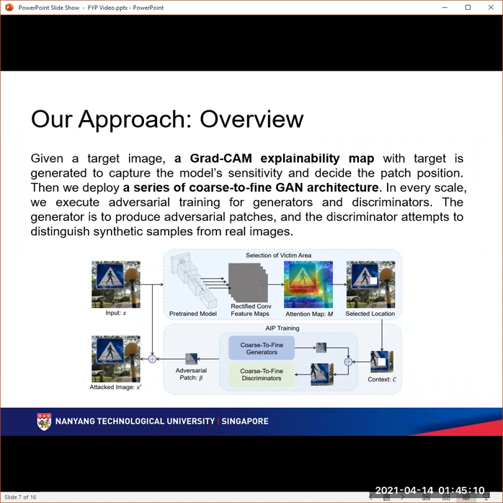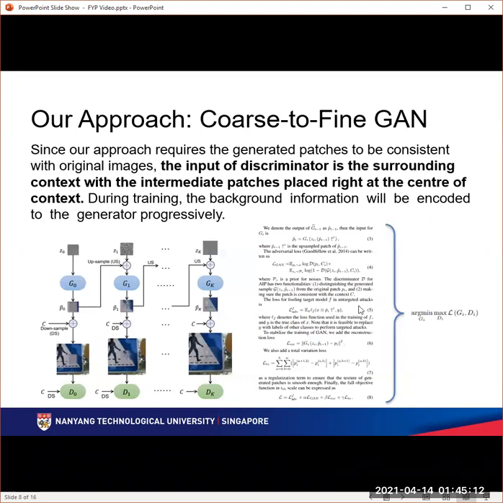real generated images. Since our approach requires the generated patches to be consistent with the original image, the input of a discriminator, as you can see, is the surrounding context with the intermediate patches placed right at the center of the context. By this attachment, the background information will be gradually encoded into the generator. This part is our crafted loss for generators and discriminators. For details, you can refer to the FYP report.